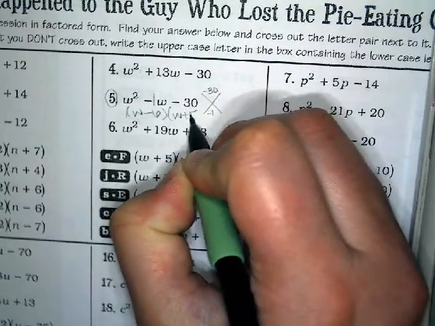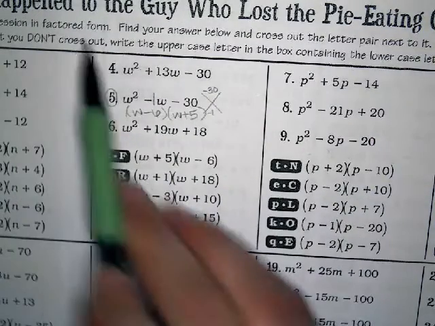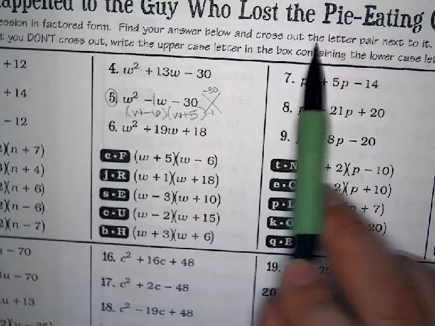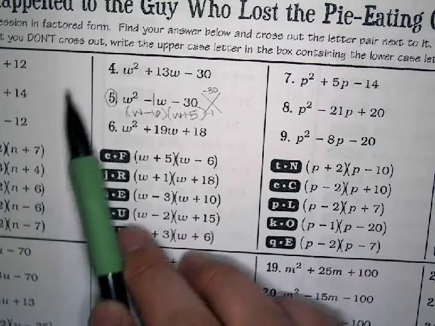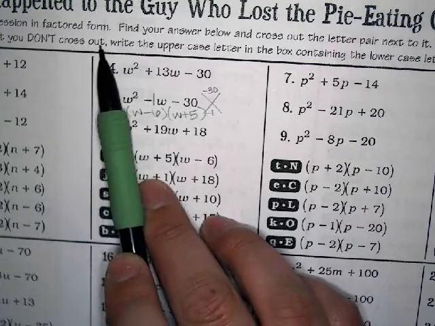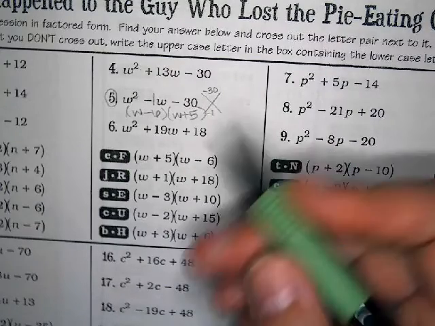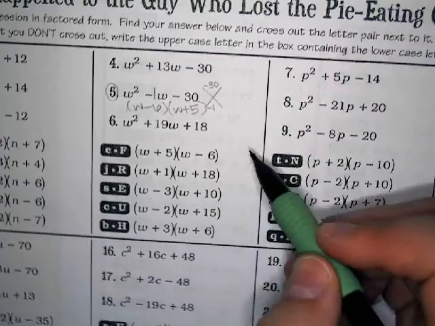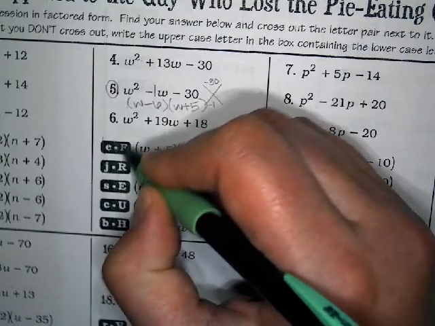Okay, and so what it says is write the expression in factored form, so we did that. Find your answer below and cross out the letter pair next to it. For each letter pair that you do not cross out, you're going to write the uppercase letter in the box containing the lowercase letter. So w minus 6 and w plus 5. So this answer we're going to cross out. We're getting rid of this answer.